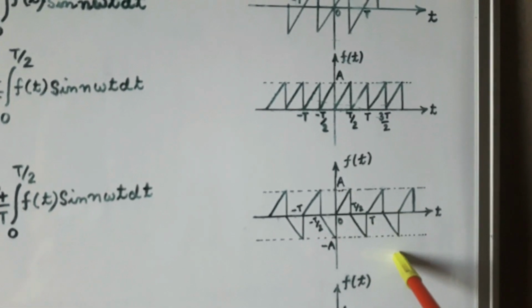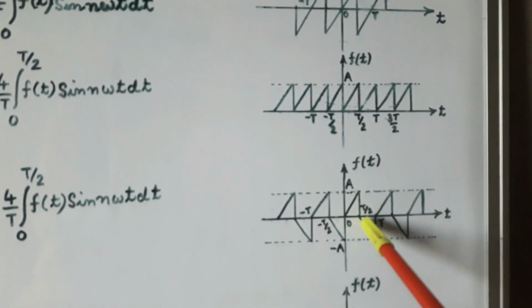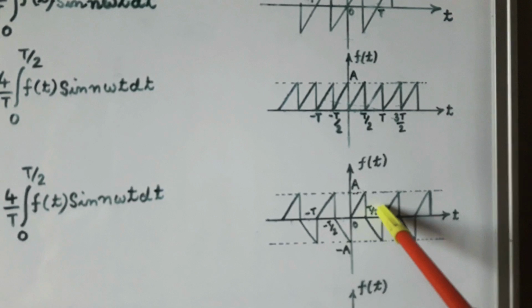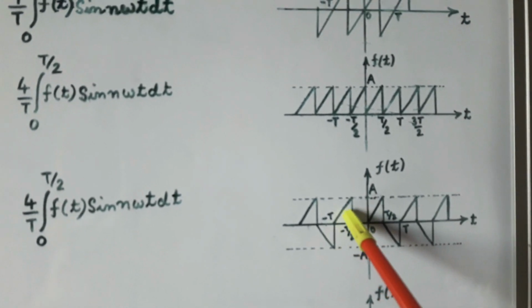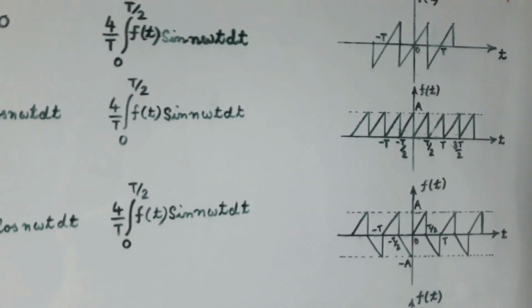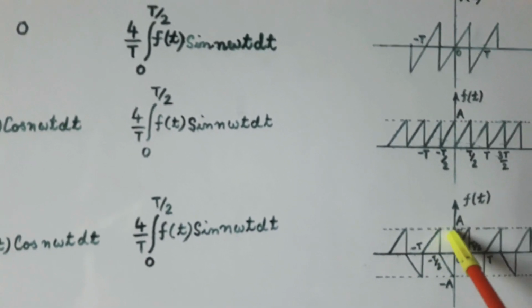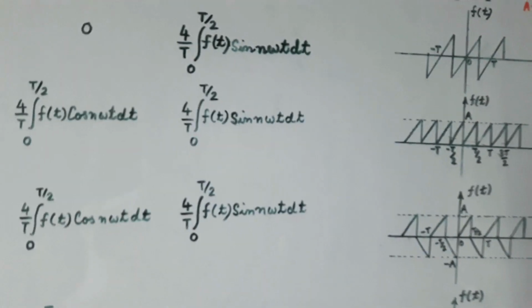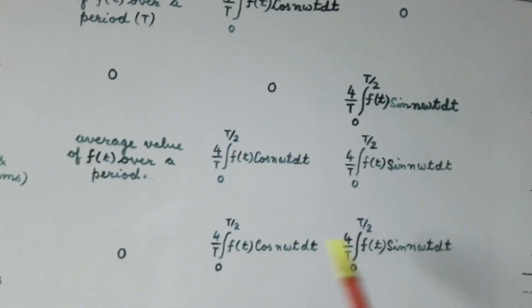From this figure we find that f(t) will be equal to minus f(t plus T/2) and minus f(t minus T/2). So in this case only the value of the coefficient a0/2 will be 0 and only the coefficients an and bn will be present in this case.